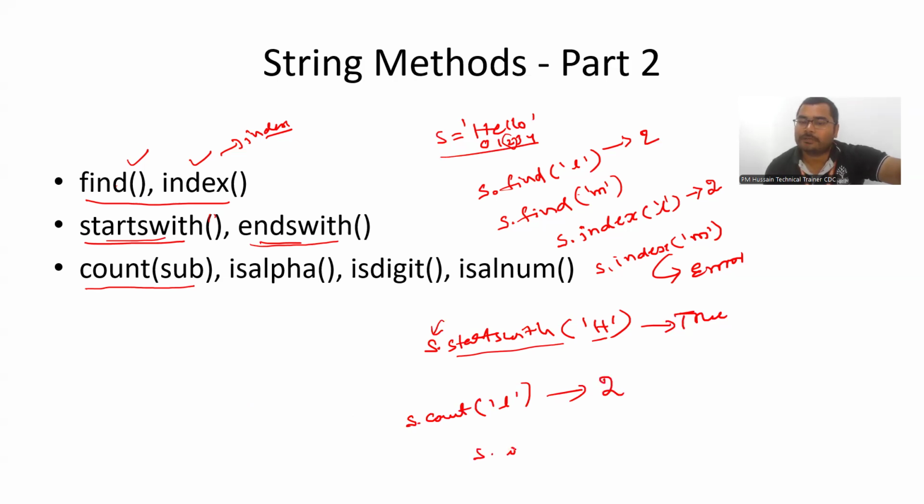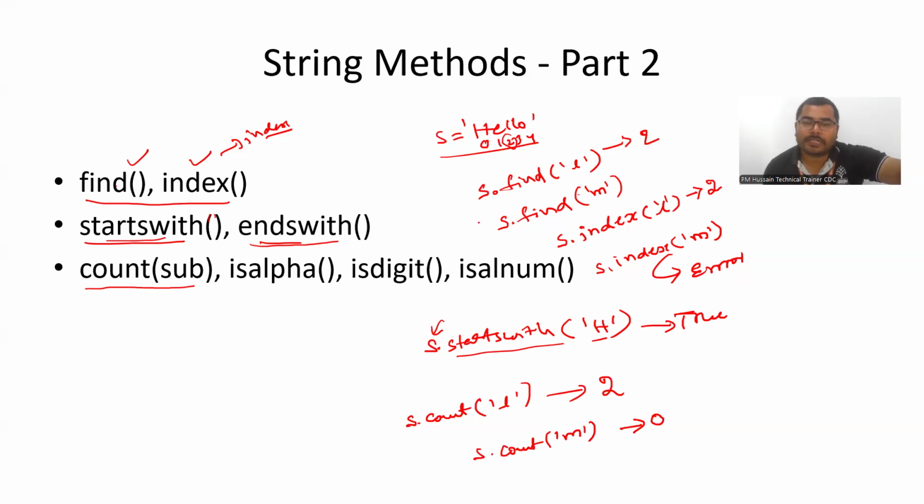Okay, s.count('m'). So m is not present in the string, so it will return 0. Like this, you can check how many times a particular character, and sometimes a sequence of characters also, is there. It will count and return how many times those sequences of characters are there.